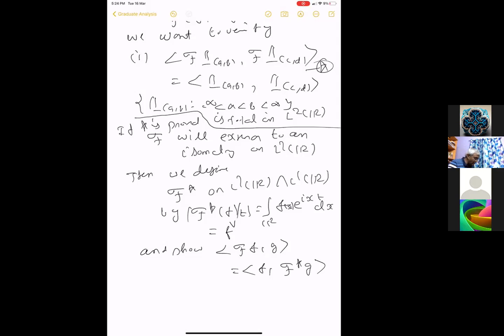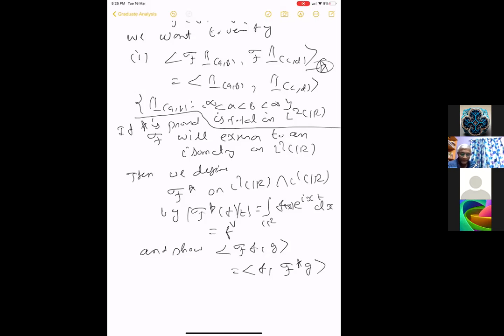Notice that F hat of t is nothing but F hat of minus t, right? So it will also preserve the inner product. You don't have to verify that again. This is also an isometry. We will prove that it's also an isometry by the same prescription. Because of that, since we have an isometry which is an adjoint, the Fourier transform is unitary. That's what we want to prove.